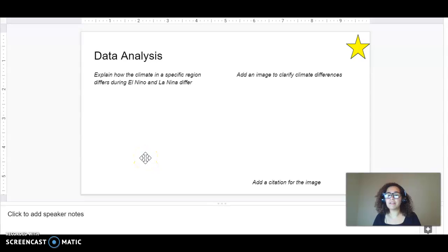Next, we're going to explain how the climate in a specific region differs during El Niño and La Niña. Here it's really important that you go back up to the slides that talked about the US impacts and the global impacts, because that's where you're going to get the answer for this. And again, we're going to add an image and cite the image.